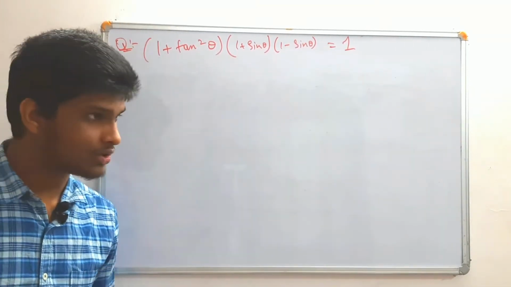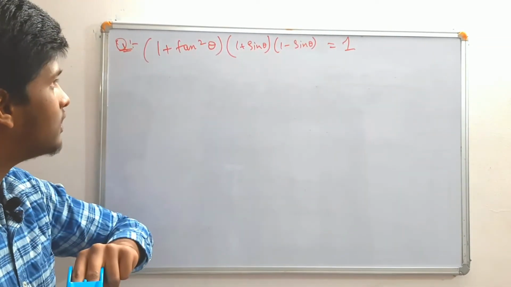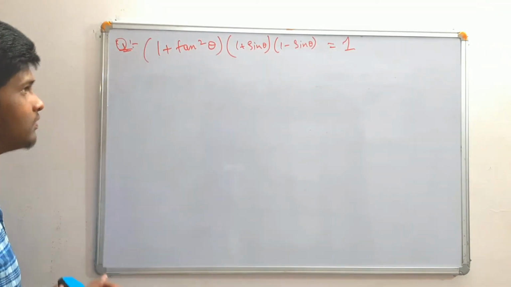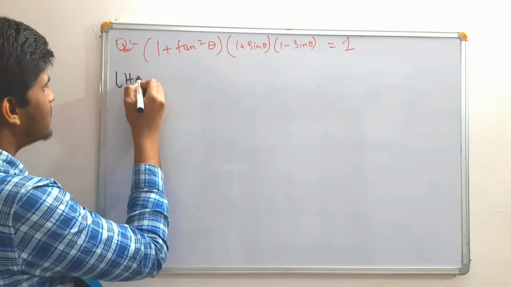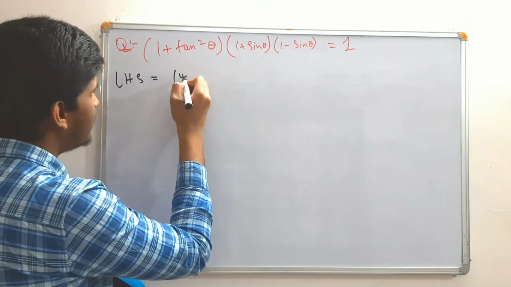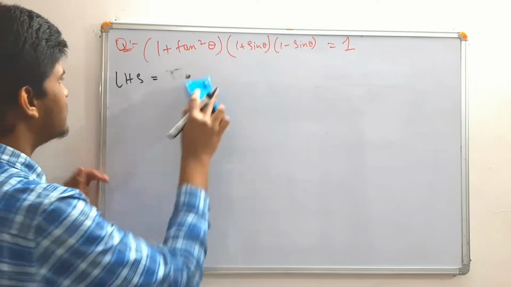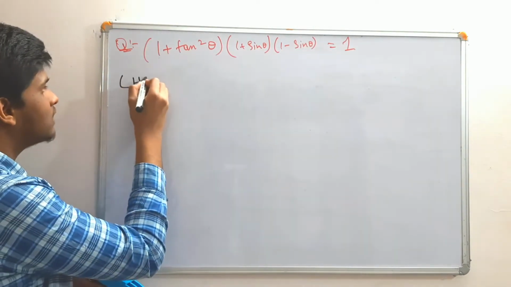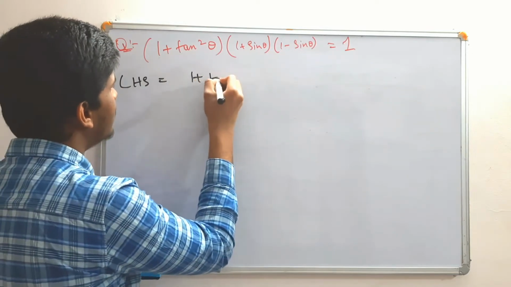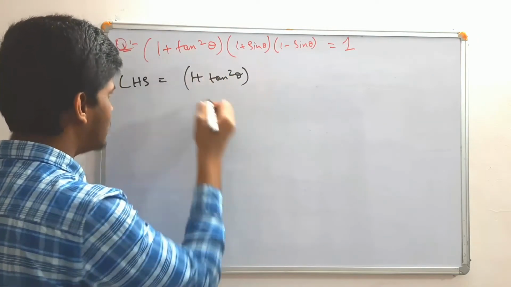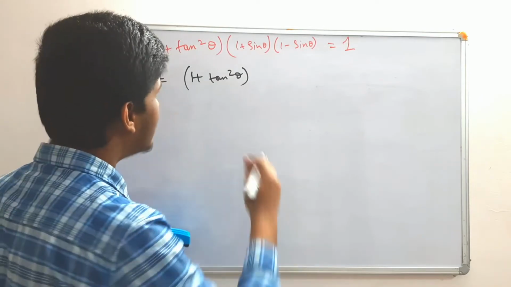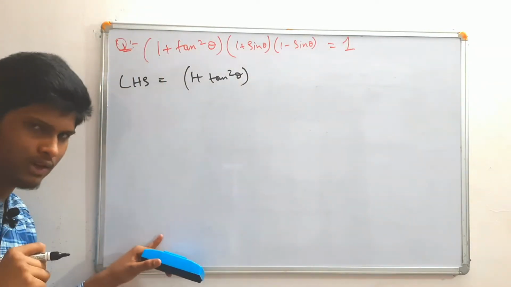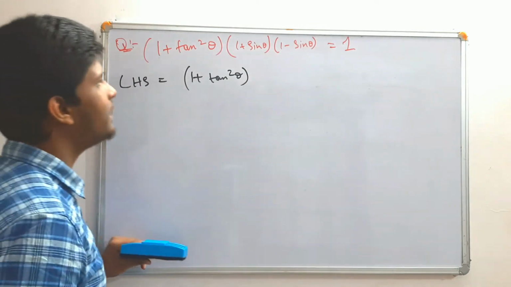So this is our next question, and if you see here, (1 plus tan square theta) into (1 plus sine theta) into (1 minus sine theta). Super, very interesting question. So LHS is equal to 1 plus tan square theta. For now let it be written like that only, and here 1 plus sine theta into 1 minus sine theta. They both are looking similar, just the sign is different.